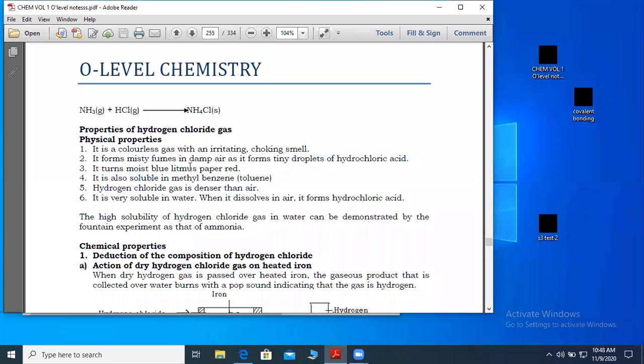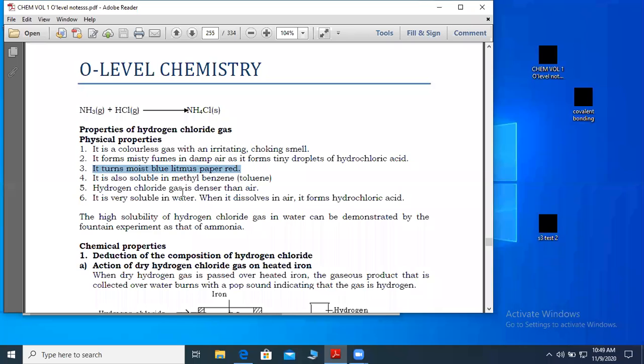It turns moist blue litmus paper red, you know, because it is acidic. It is also soluble in methylbenzene. Why? Methylbenzene is an organic solvent. The type of bonding in hydrogen chloride is covalent. So meaning it dissolves in nonpolar solvents, like methylbenzene.